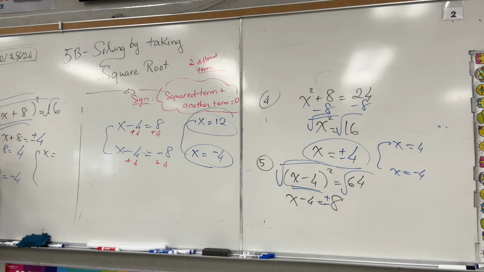How do you solve this one? Subtract 8 on both sides. 4 minus 8 is negative 4. Subtract 8 on both sides. Negative 4 minus 8, negative 12.